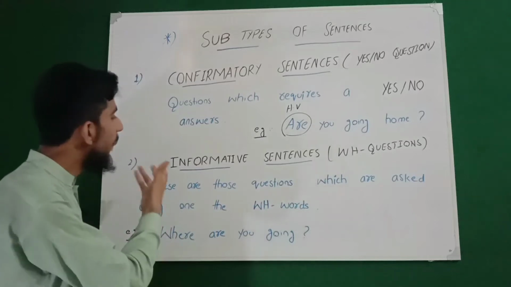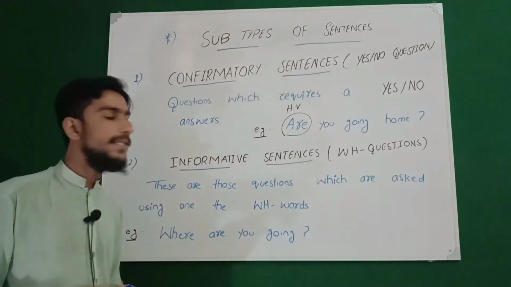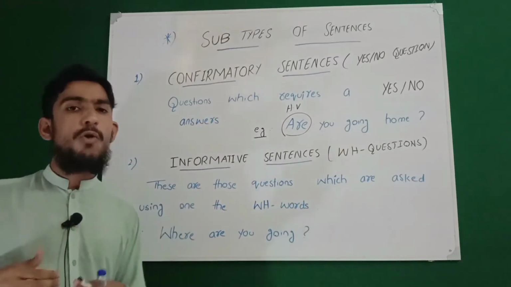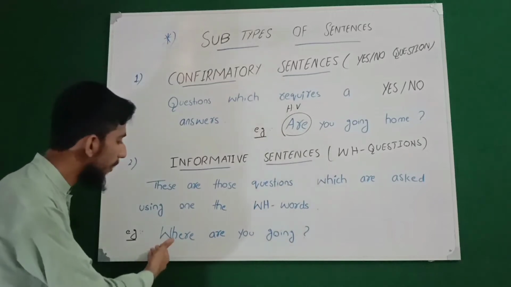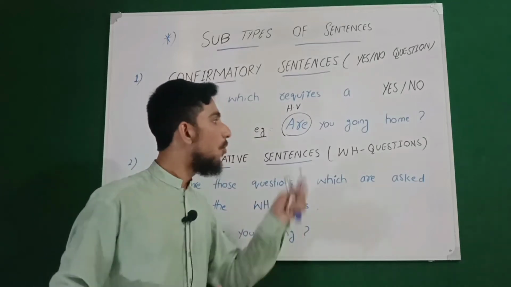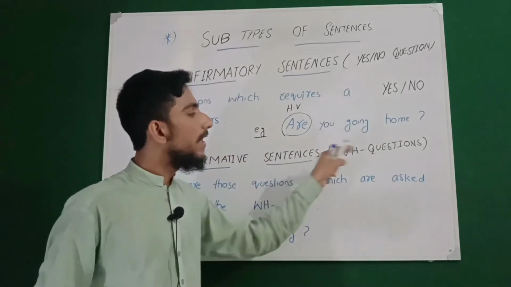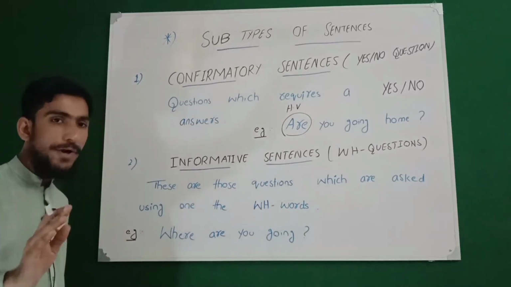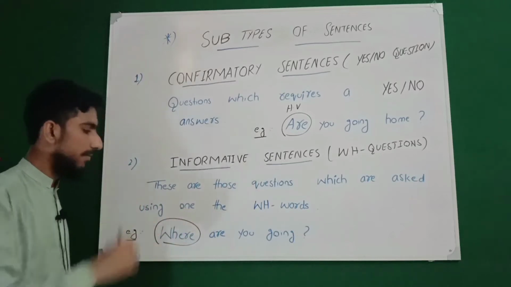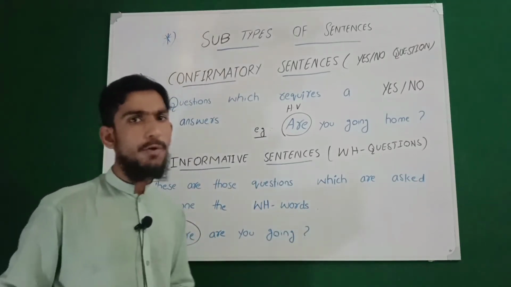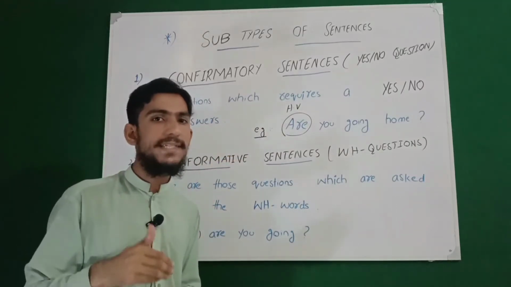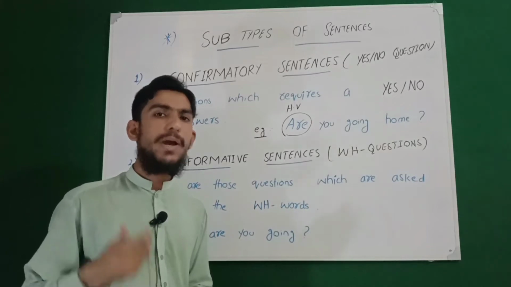Number second is informative sentences. These are questions asked using one of the WH words like what, how, where. For example, where are you going? The grammarians call them informative sentences, while the non-native speakers call them WH questions. One point to remember is that informative sentences always start with a WH word. So up till now we have discussed two types: confirmatory sentences and informative sentences. Now we will discuss alternative interrogatives and tag questions.